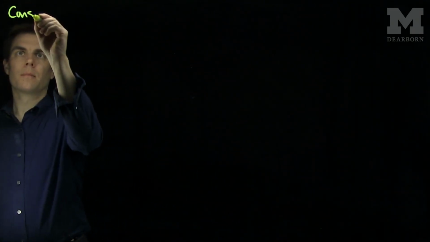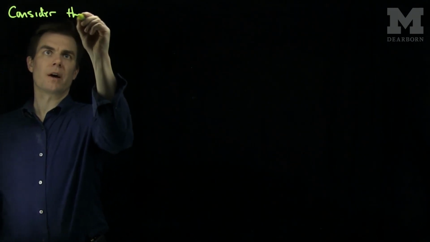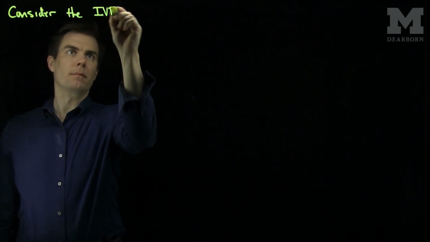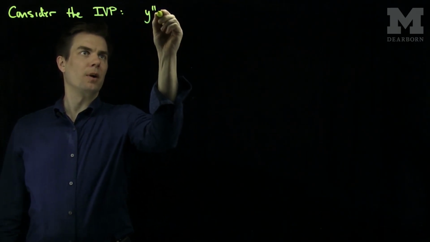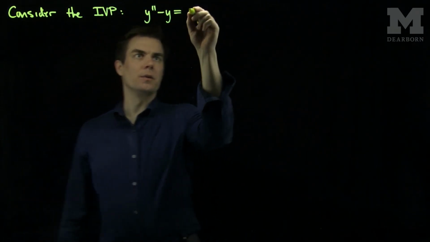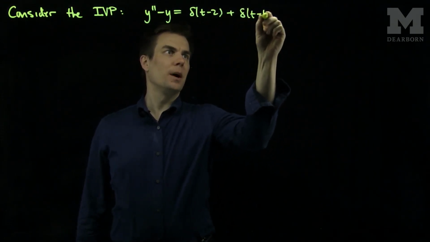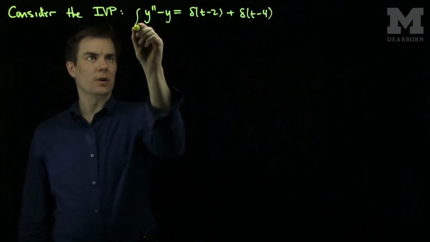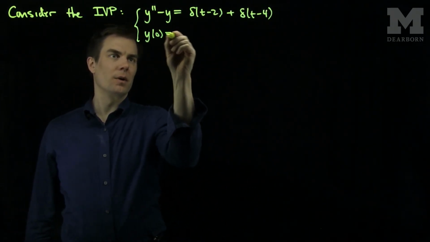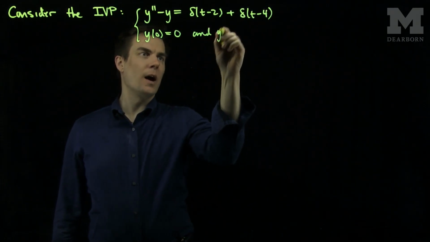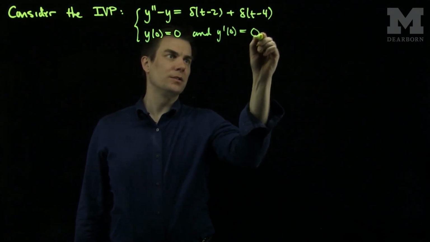Hello students, in this video we'll see how to solve a constant coefficient differential equation when there's a combination of two impulse functions as a forcing function on the right hand side. So let's consider the initial value problem: y double prime minus y equals delta(t minus 2) plus delta(t minus 4), with the initial conditions y of 0 is 0 and y prime of 0 is 0.